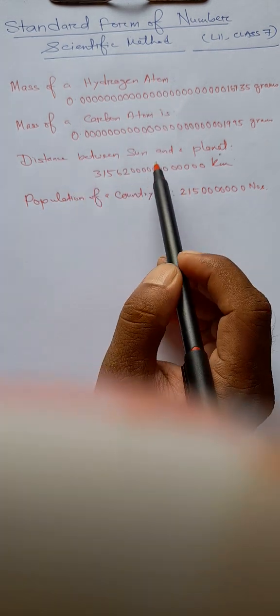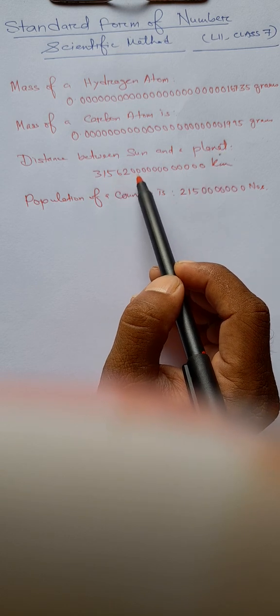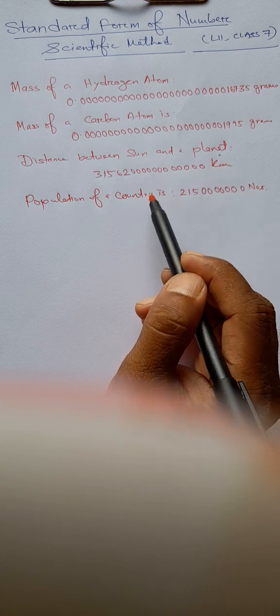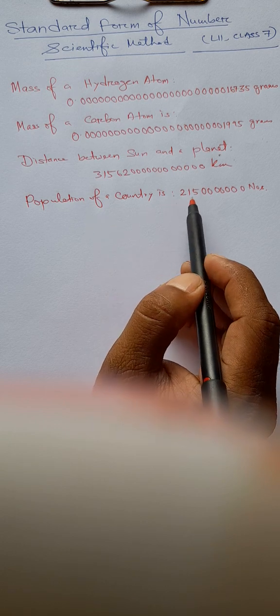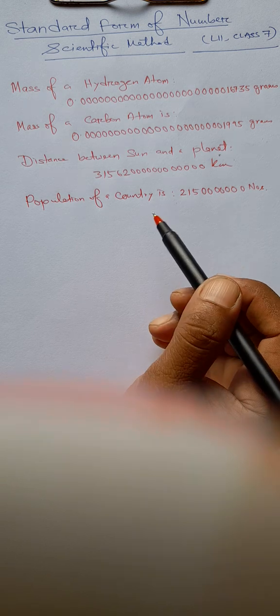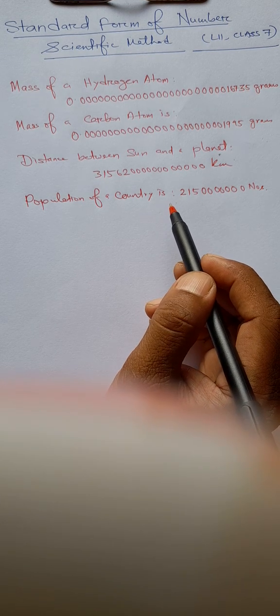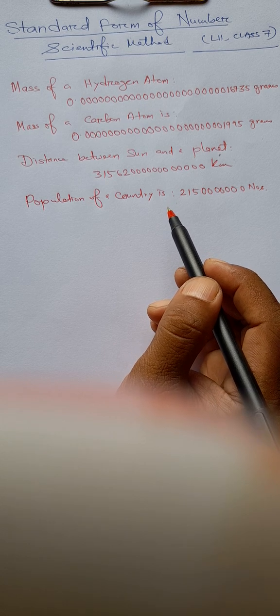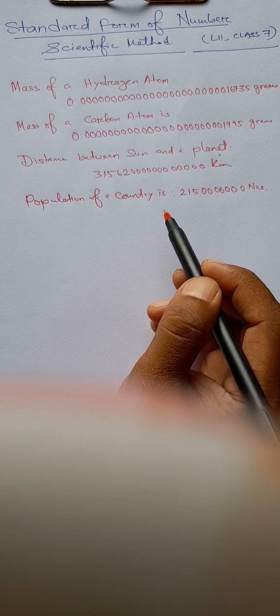Similarly, distance between the sun and a planet is, say for example, 31562500000 kilometers. Now you cannot read out this type of numbers so easily. Population of a country is 215,000,000,000. Now we have to express this type of numbers in scientific method so that we can compare or read out these numbers very easily.